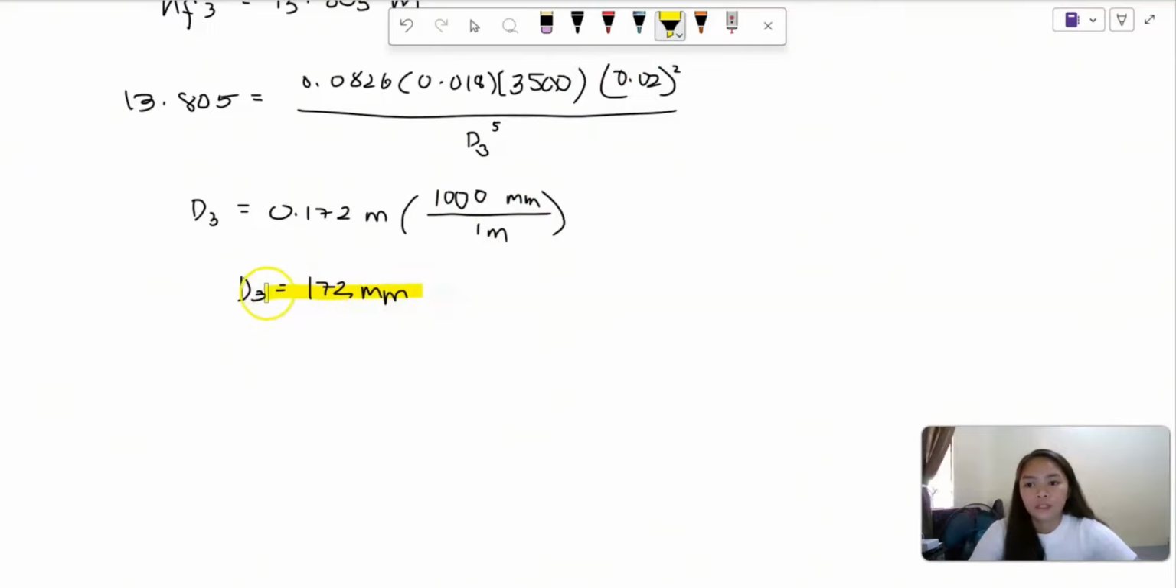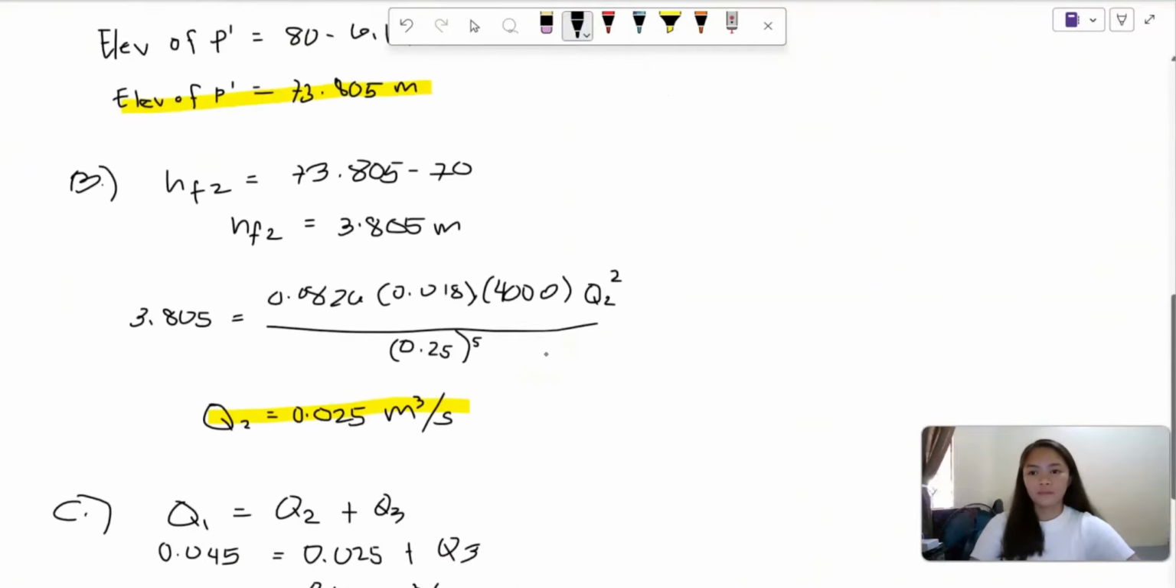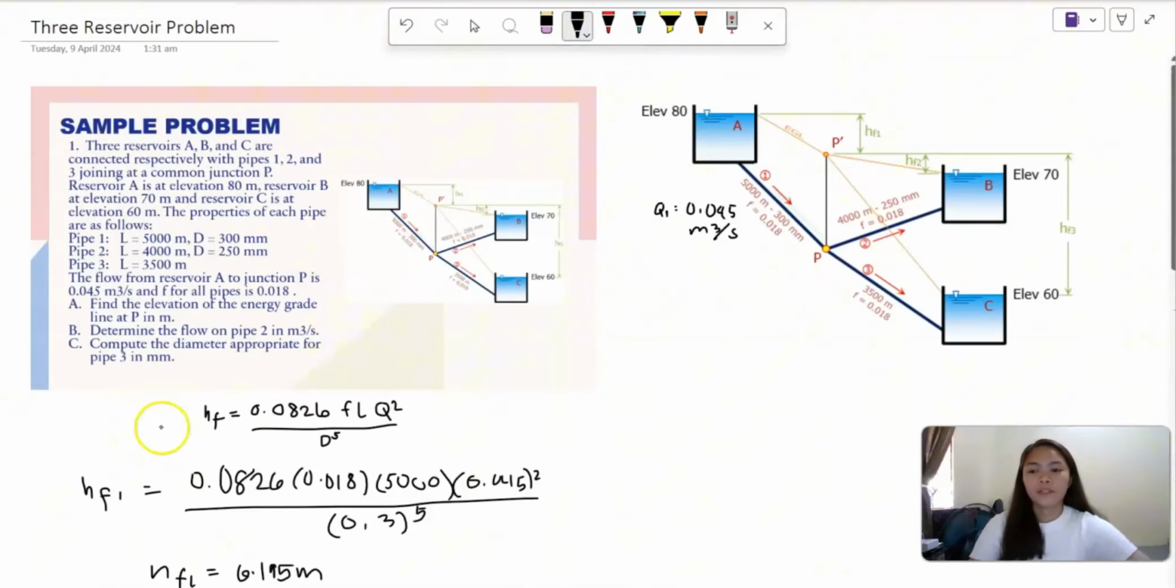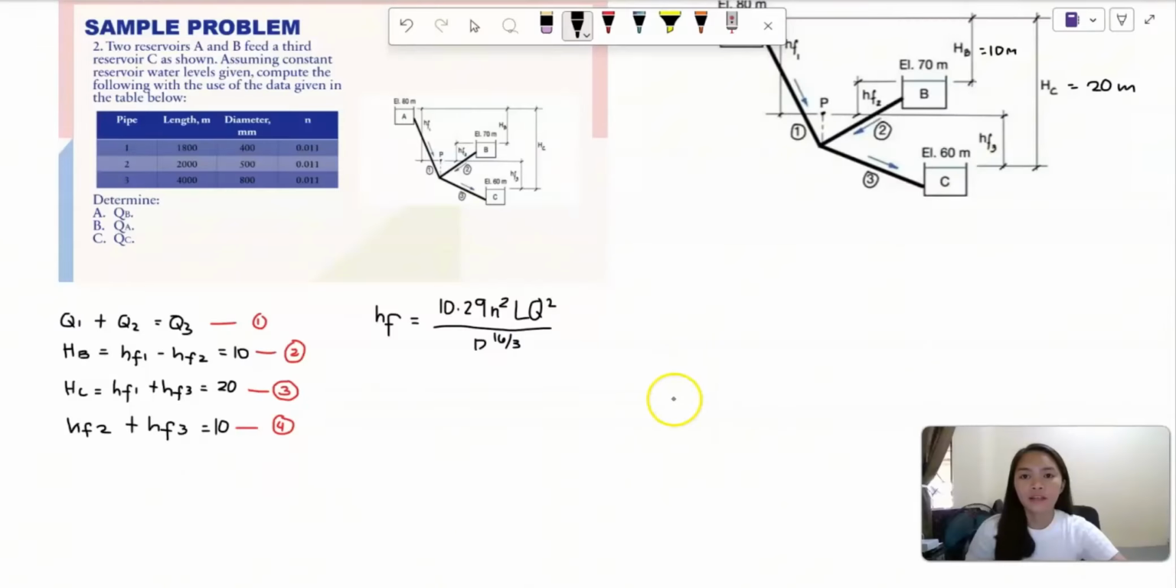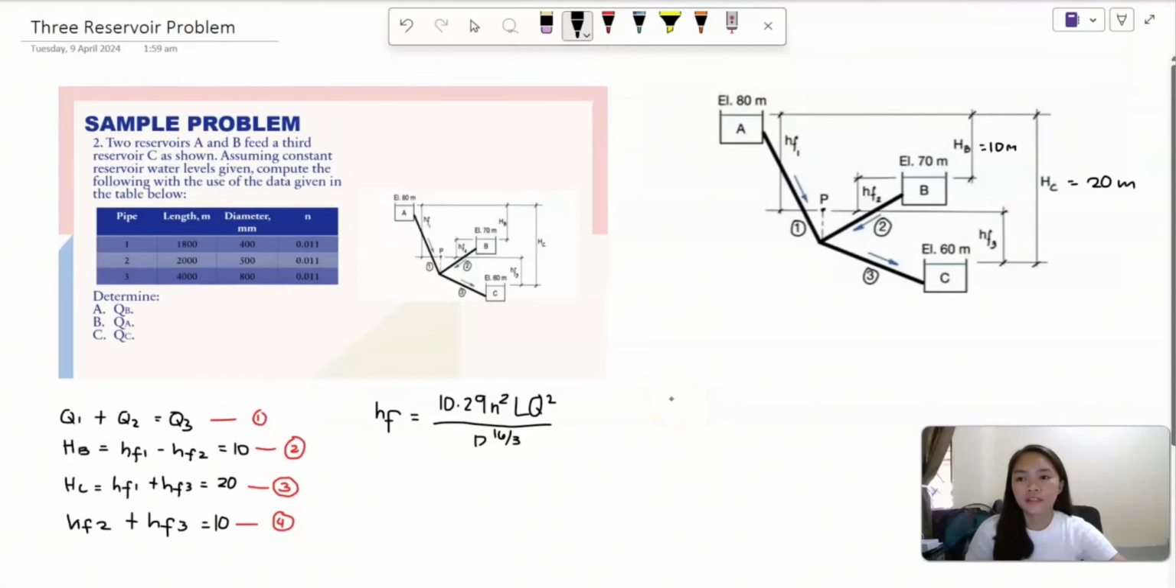So we already got the answers for this problem. So that's all for this problem. We will proceed to the second. And now let's move on to our second example for the three reservoir problem.